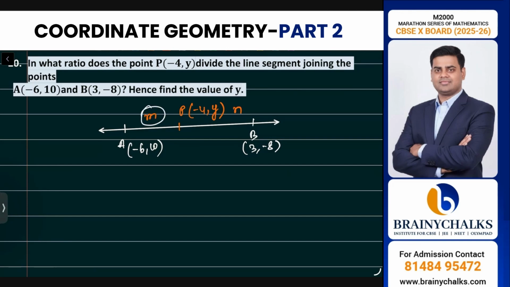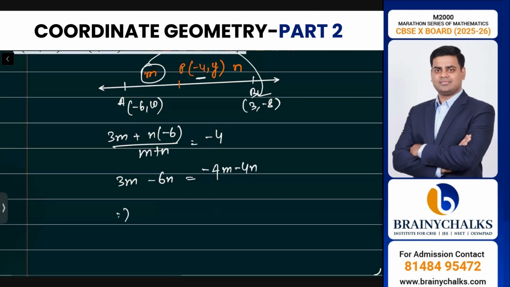Fine. So m into 3 plus n into minus 6 by m plus n is equal to the x coordinate of P, that is minus 4. So 3m minus 6n, cross multiply, equal to minus 4m minus 4n. 3m plus 4n equal to minus 4n plus 6n. 7m equal to 2n. m by n ratio will be 2 by 7. Understood? So the ratio m is to n is 2 by 7.